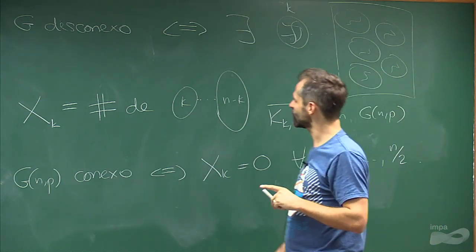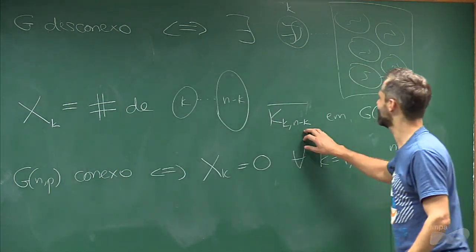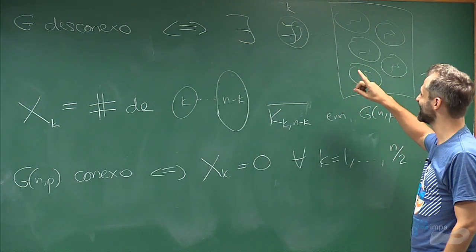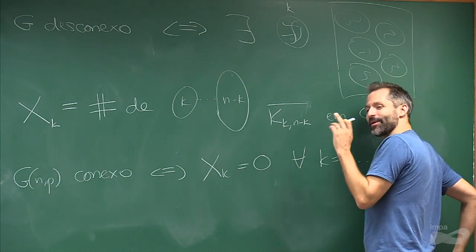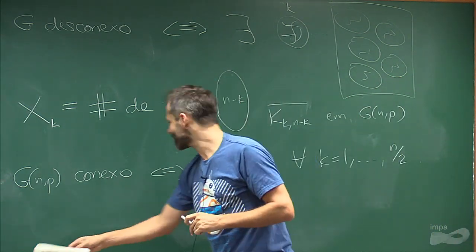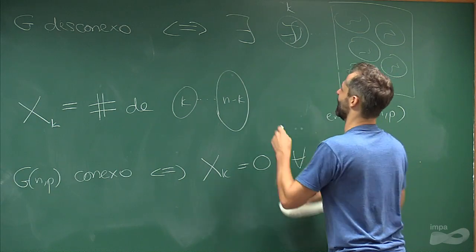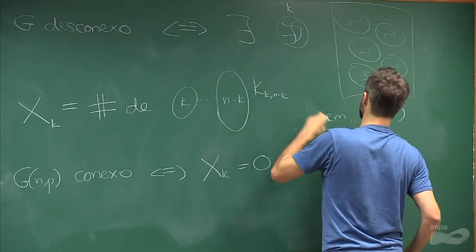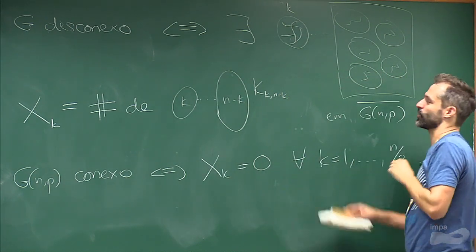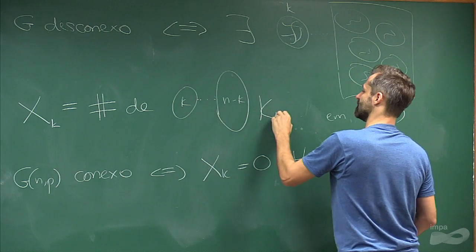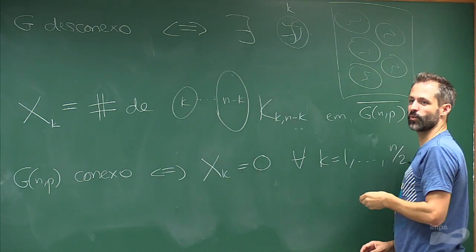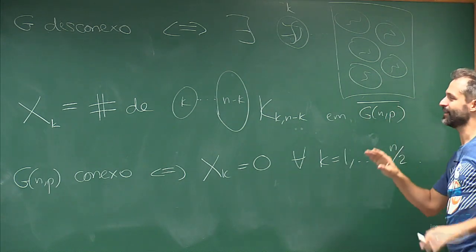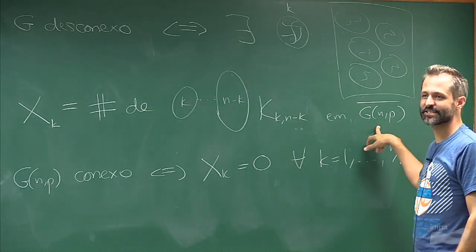So this is a very good question for two different reasons. First, this is not quite what I mean. You're quite right. What I really mean is a K_{k,n-k} in the complement of G(n,p). That's what I really mean. So as a subgraph, you want all of the edges to be in the complement, so non-edges of G(n,p). So that's one of the reasons it's a good question.